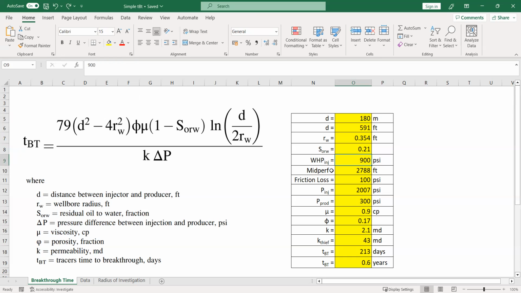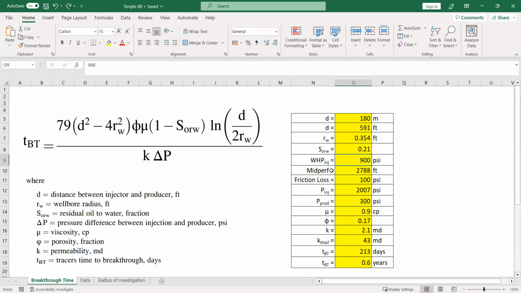Okay, and then I also need to calculate the friction loss. When you inject the water, there will be friction loss in tubing and in casing until it finally reaches the perforation and is injected into the formation. Of course you have the data for wellhead injection pressure, and you know the middle perforation depth, and you need to calculate, or maybe you can assume, the friction losses. In this case, it's 100 psi.